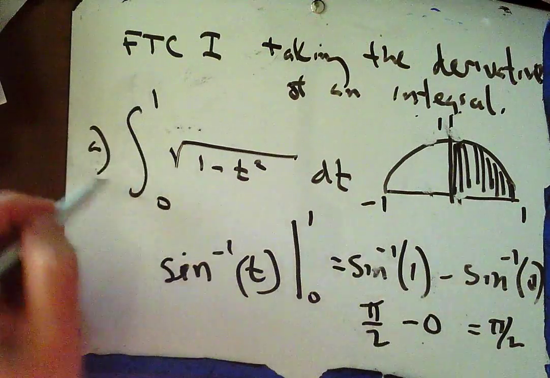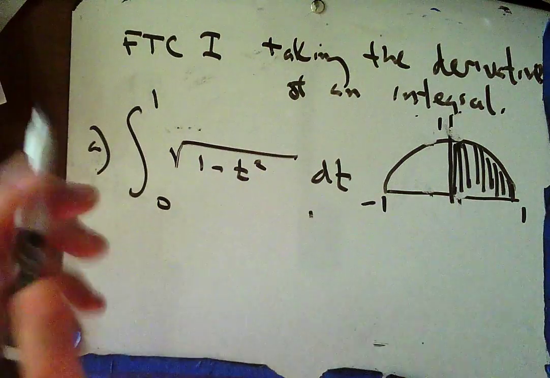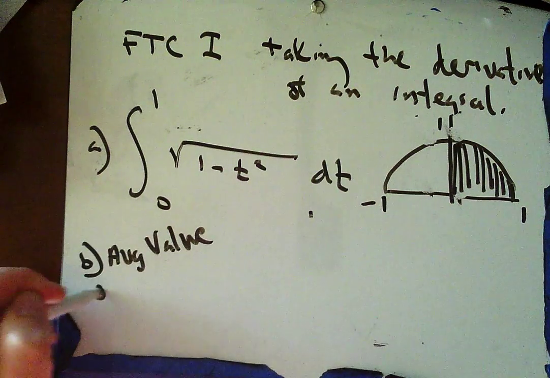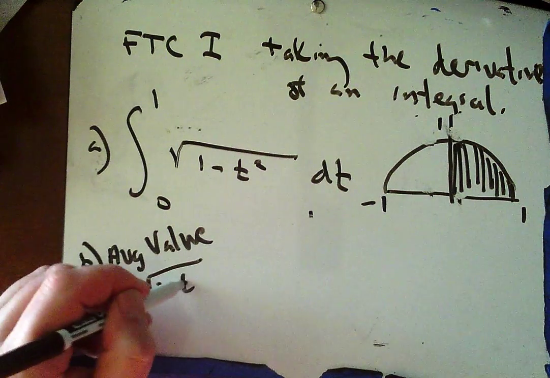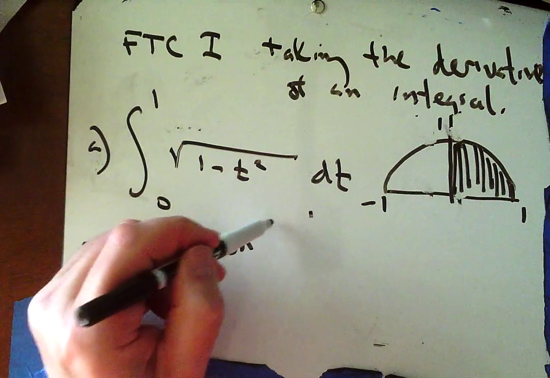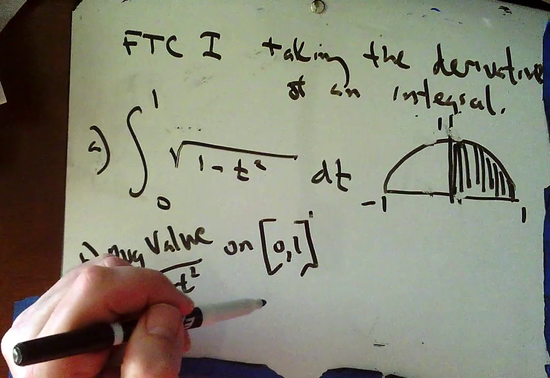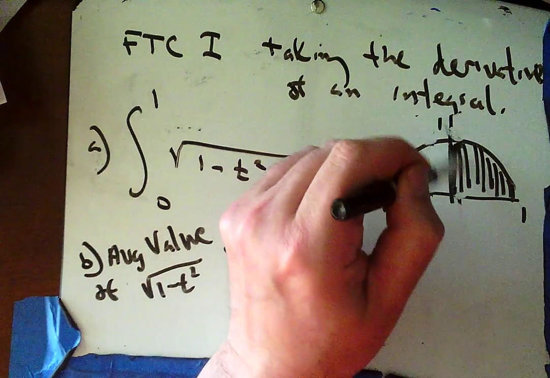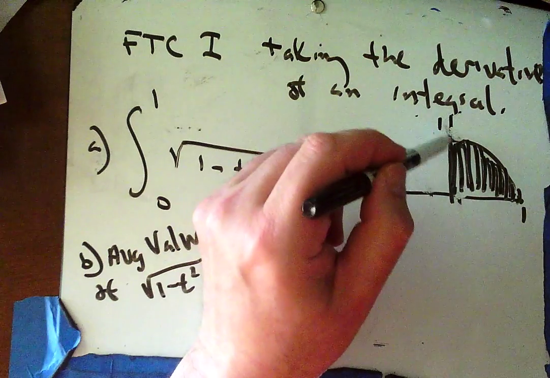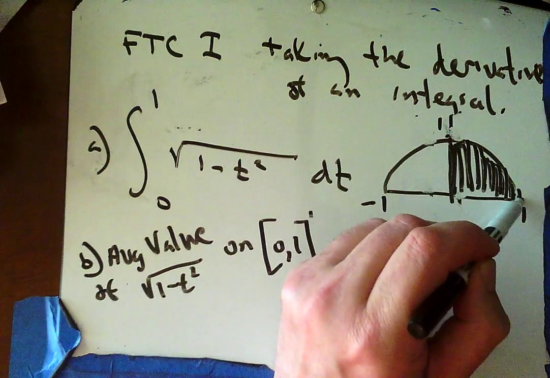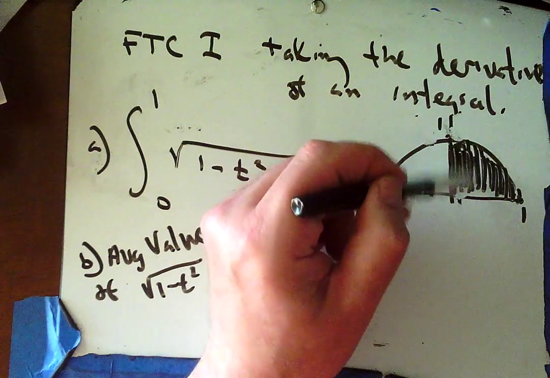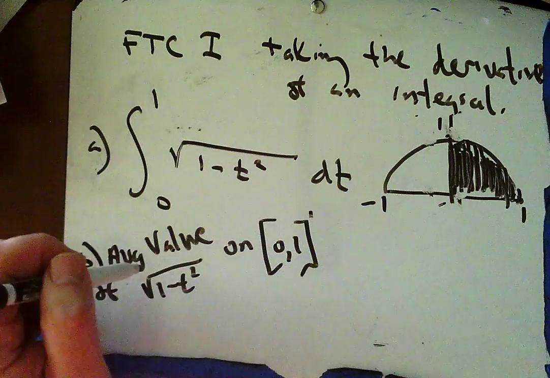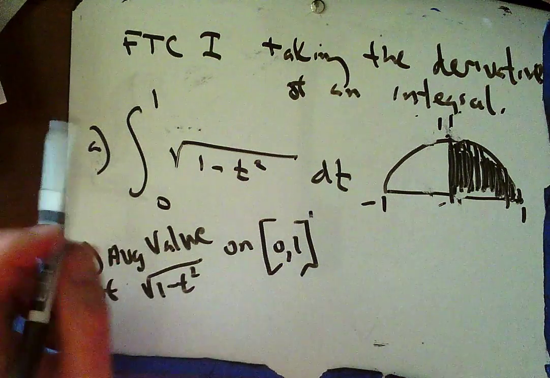Part A was find this integral. Part B is what's the average value of the square root of 1 minus t squared on 0 to 1. And think about what we're asking here. This is what's the average y value. And I've got all these y values. The highest one is a y value of 1. The smallest one is a y value of 0. And we go through an infinite number of y values between those two. So we want to know what that average y value is here.